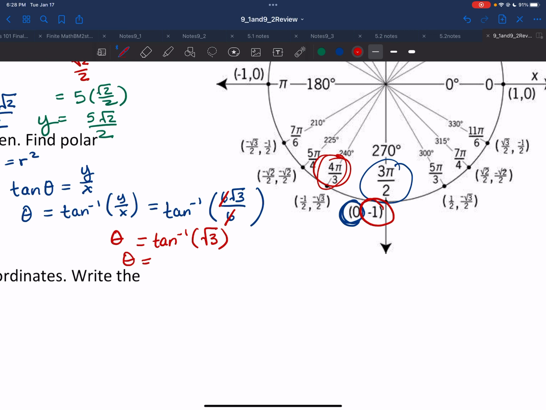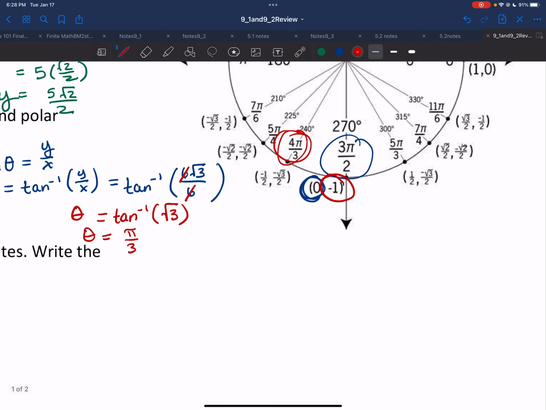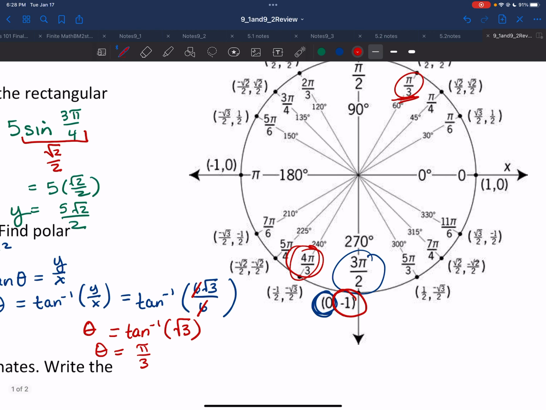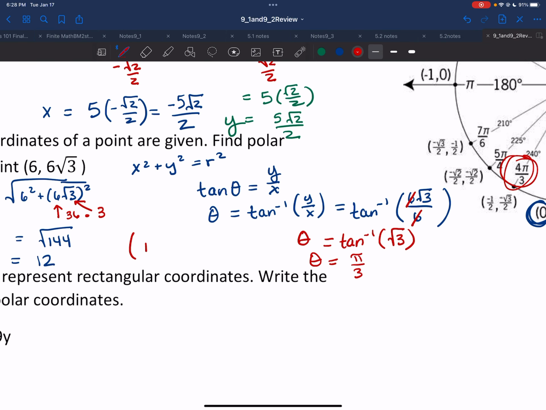Well, what if you don't know that it's pi over 3, right? I looked at this and I said, okay, root 3 over 2 over 1/2. My 2's cancel out and I'm left with square root of 3. That's what my tangent is. What you could do is put your calculator into degrees and find the inverse tangent of the square root of 3, and you'll end up getting 60 or something very, very close to 60. And then you can also see that 60 is equal to pi over 3. So a couple ways you can do that. So my polar coordinate, I got to put it together, is 12 comma pi over 3. That's my coordinate.